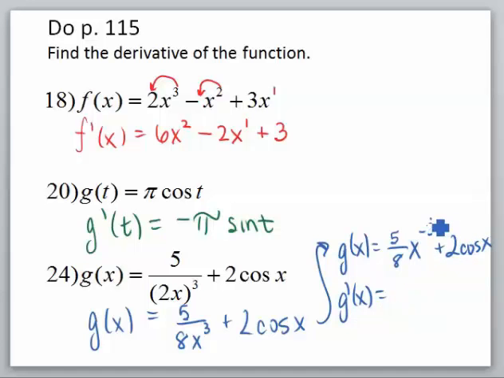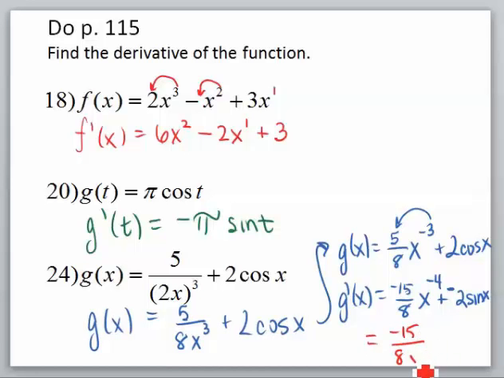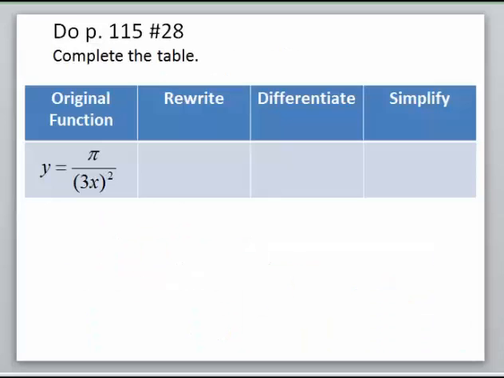So I'll bring this out in front. Negative 3 times 5/8 is negative 15/8. X to the, lower this by 1, that's a negative 4, plus constant 2, derivative of cosine is negative sine x. Final answer, if you want to simplify it, would be negative 15 over 8, x to the 4th, minus 2 sine x.